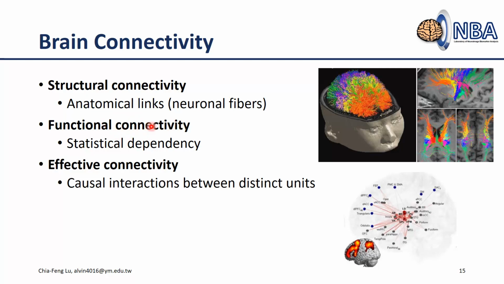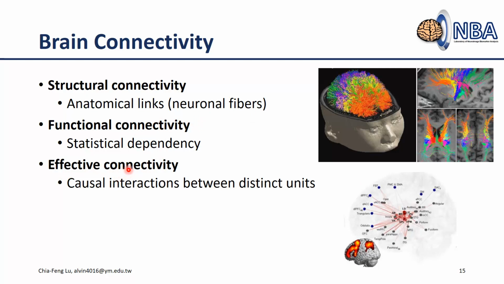So in functional connectivity, we usually present the data in this way, just like what we call nodes and bars, or sometimes hubs and bars or something. This is the way we present the functional connectivity. And the final one is the effective connectivity.